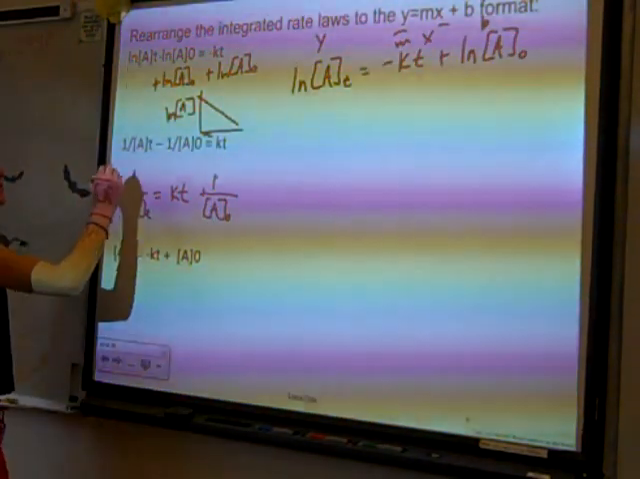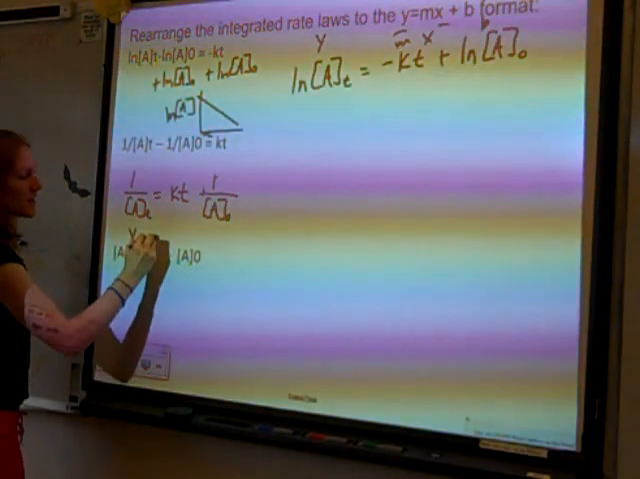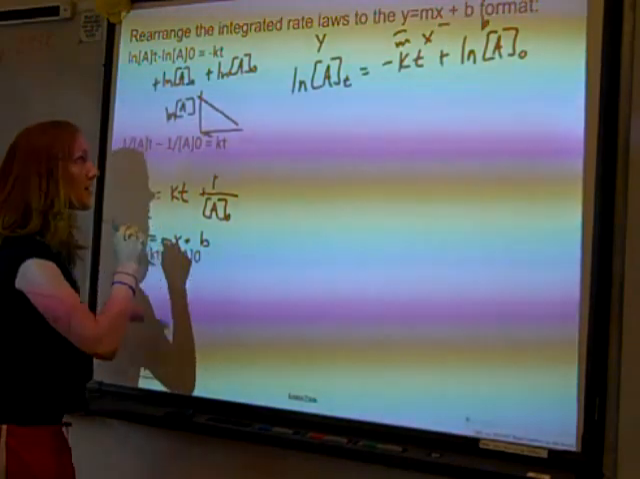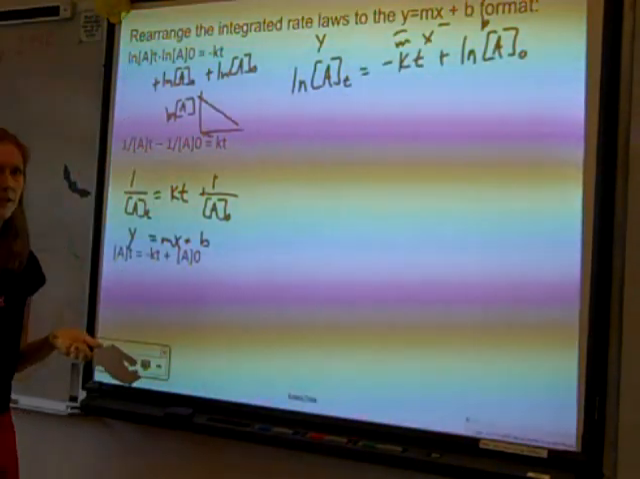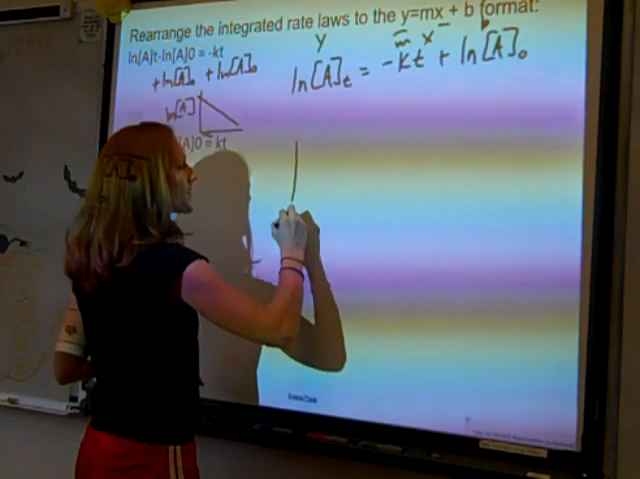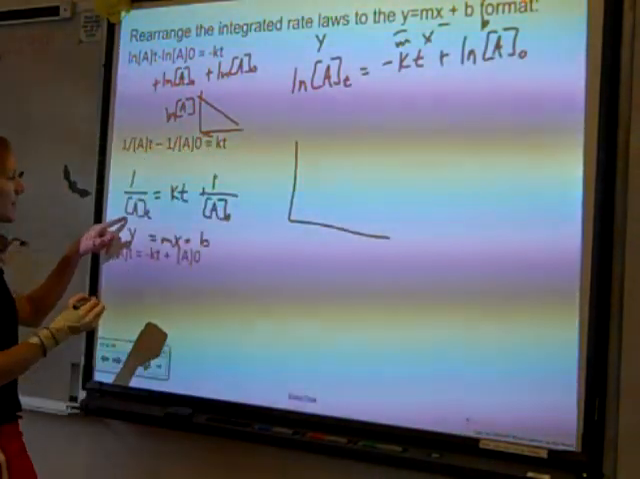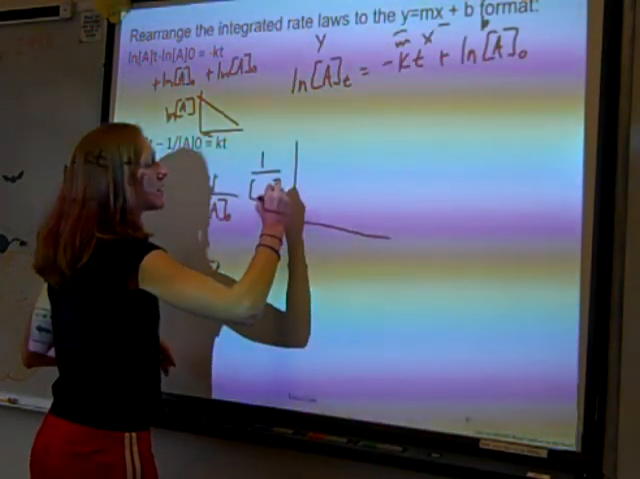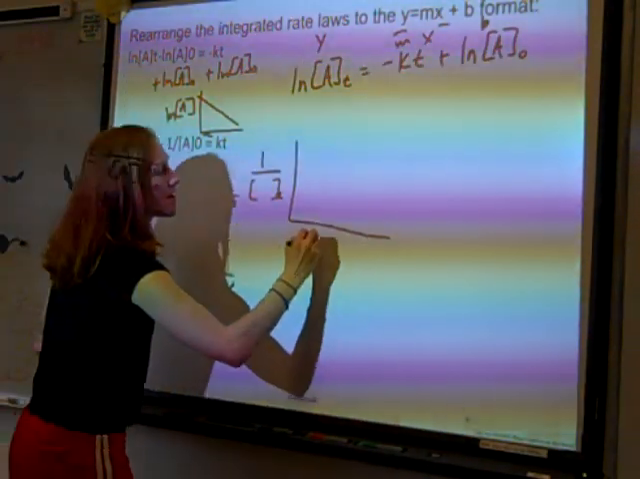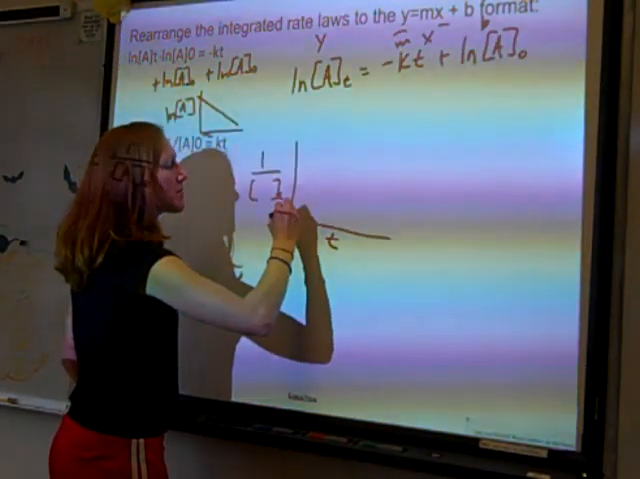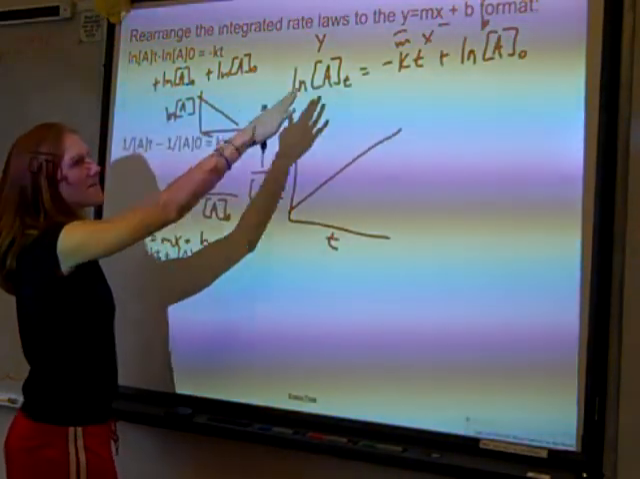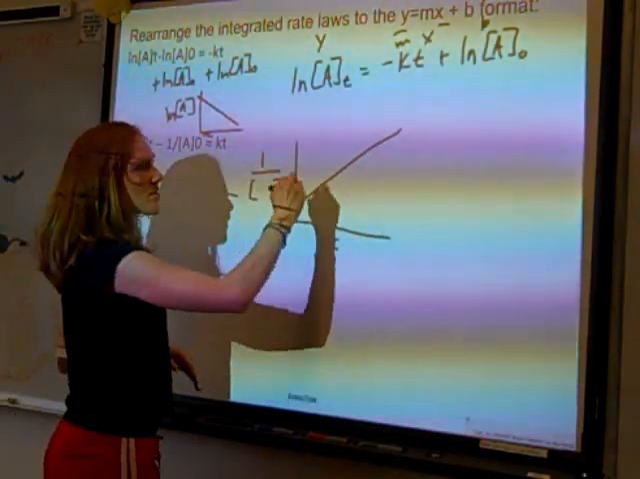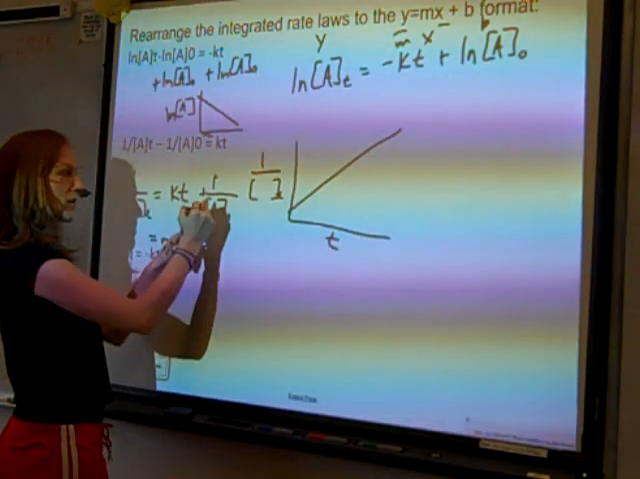Okay, so again, this is going to be my y equals mx plus b format. So if I were to plot a second order, because this is the second order integrated rate law, if I were to plot for a second order reaction, 1 over concentration as my y versus time, then I would get something looking like this. I made this one negative because I have the negative k. I'm going to make this one positive. I have a positive k. And I would get this straight line starting at some intercept that would be equal to this.